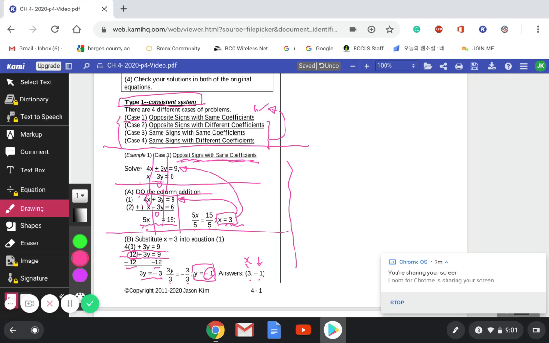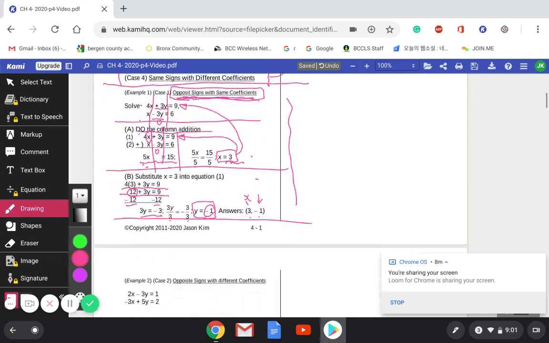if you have a system of equations where one of the variables has opposite signs with the same coefficient, you just add by column, and you find the value of one variable, in this case x. You substitute into an original equation and find the value of the other letter. Okay, so that's what we just did in case 1.